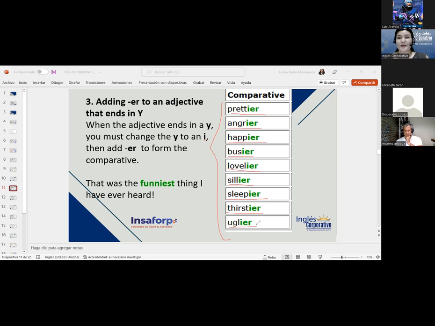Uglier. No, you say it's uglier. Uglier. Yes. These are the most difficult to pronounce, right? Pure emperatriz, it was like, no, me hubieran tocado los de dos letras. Say, prettier, angrier, happier, busier, lovelier, sillier, sleepier, thirstier, and uglier. Uglier. Thank you very much for your help, my dear emperatriz.